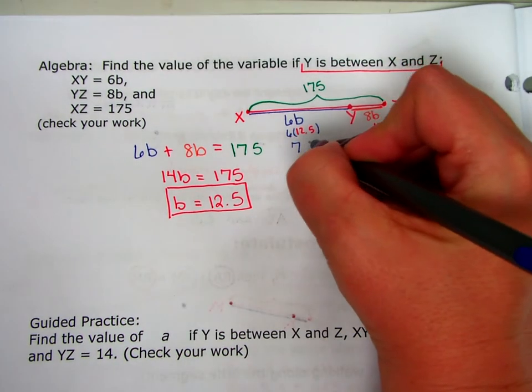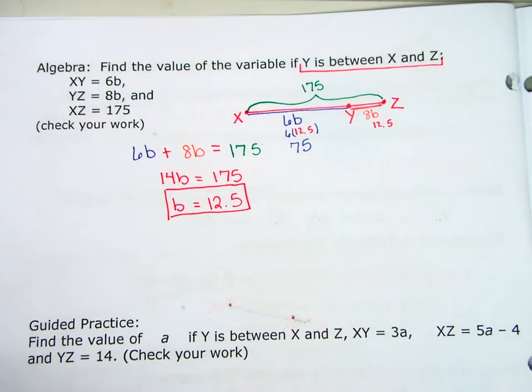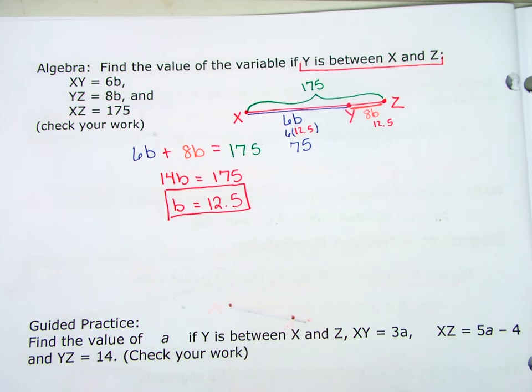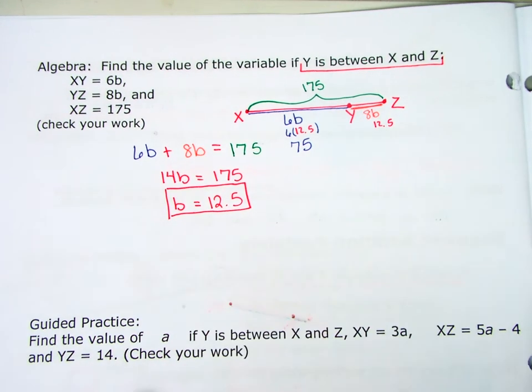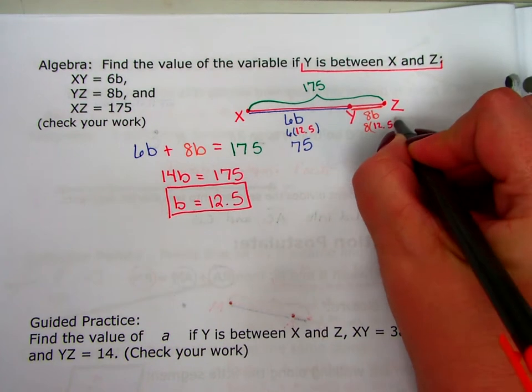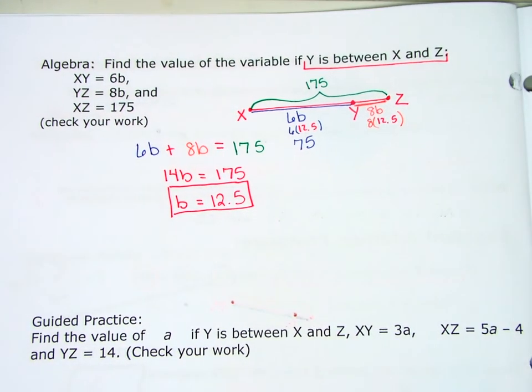75. So this side is 75. So what does the other side have to be? It better be 100. I don't want to just put that it's 100 though, because that's me not checking my work, right? I want to plug it in and make sure it really does equal 100, because if it doesn't, I know I did something wrong.